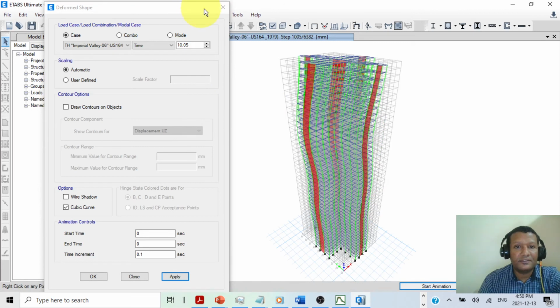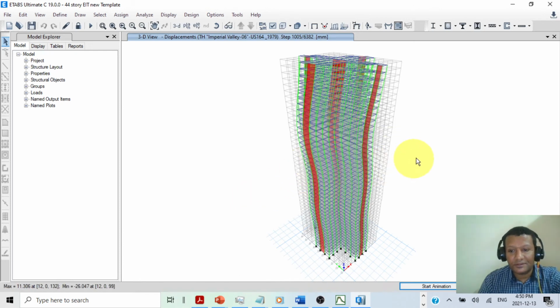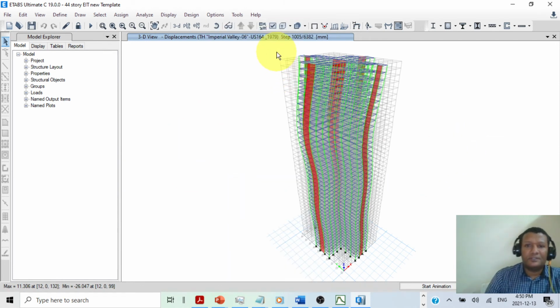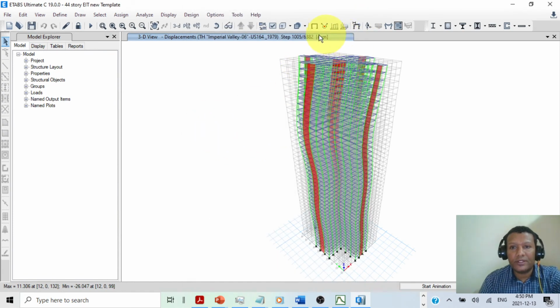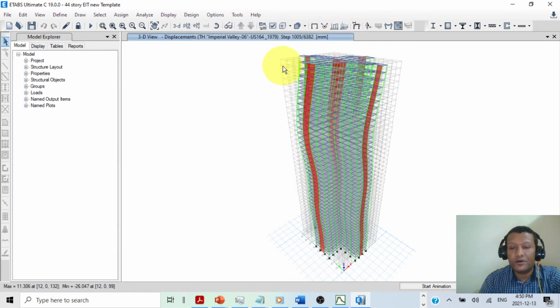Okay, let me stop it. Option, animation sound. Okay, the animation sound is gone now. So we can see like that, as I showed you. For all the loads here, all the load cases, the mean, everything, we can see like that. We have the video, I will show you.